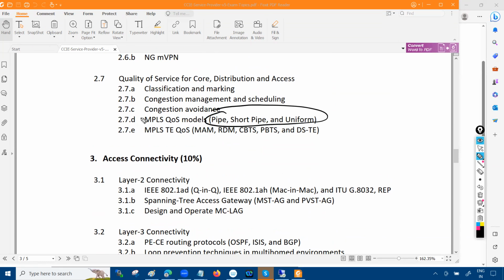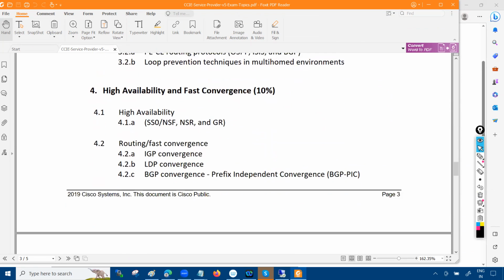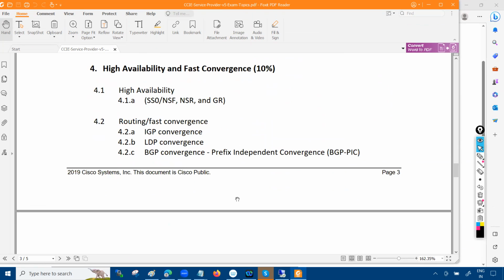So most of the things are part of the routing section, right? These are the most important parts of the service provider. But again, we are going to discuss each and everything over there. And then last, we have access connectivity, right? How you can do the PE-CE routing, which is a very easy one, not a hard one. And then high availability means what? How you can provide high availability in your router.